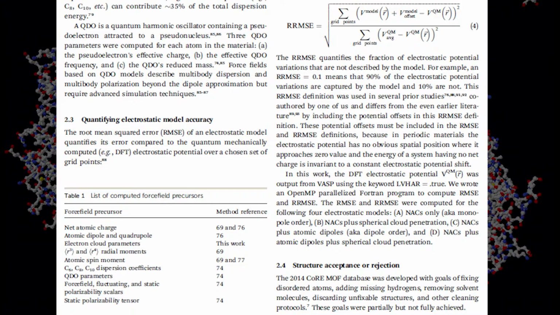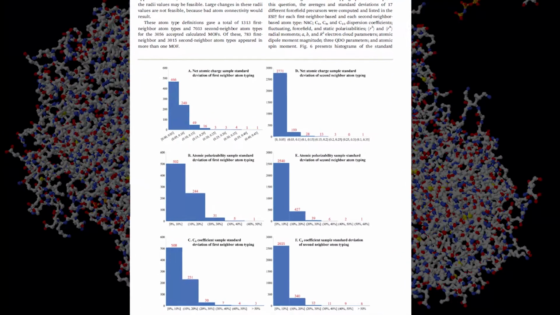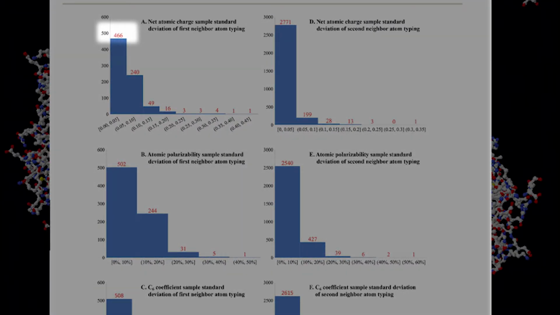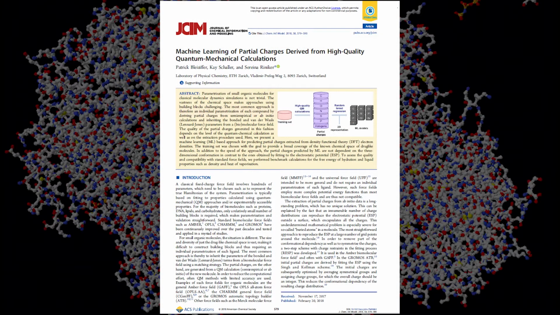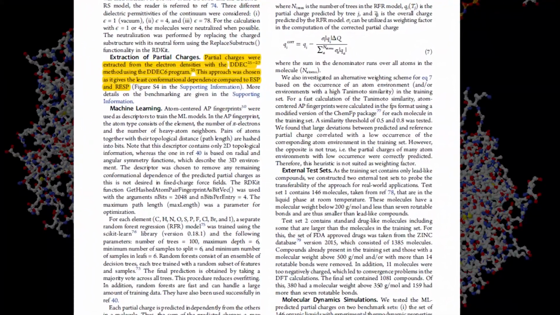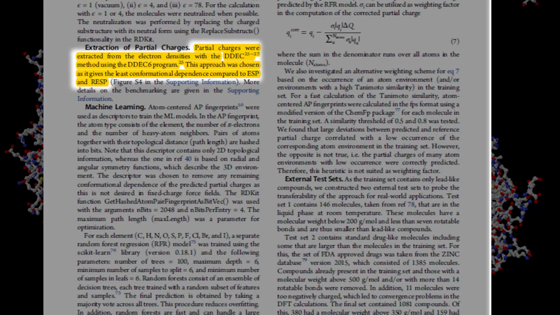DDEC-6 was used to get force field precursors such as NACs, atomic dipoles, and others. They developed a method to assess atom types based on first and second neighbors, and concluded the latter is more efficient in capturing the chemical transferability by comparing the sample standard deviations for both cases. The DDEC-6 method was also used to create a machine learning model to predict the partial charges in molecules. The model was able to predict the atomic charges in drug-like molecules with high accuracy, and was chosen instead of the RESP and ESP methods.